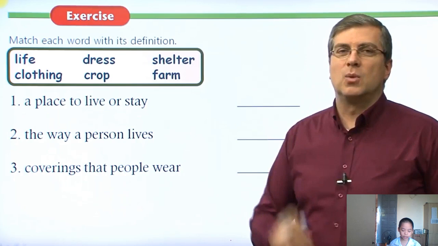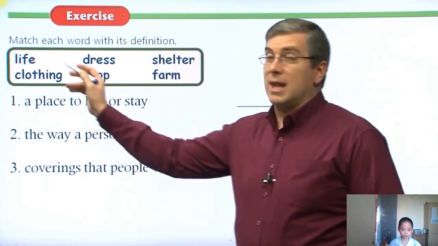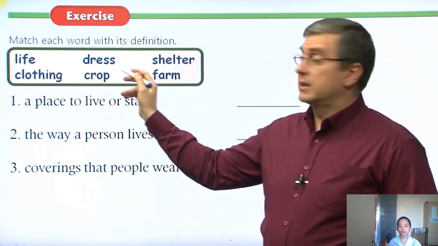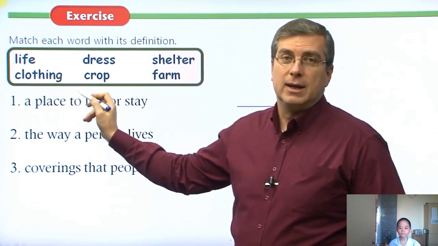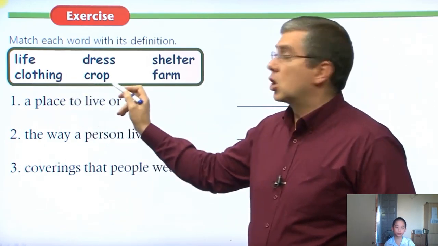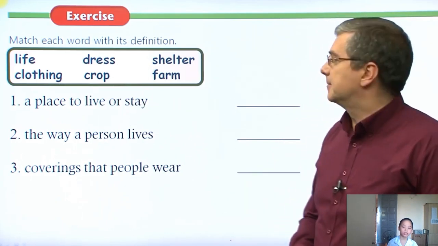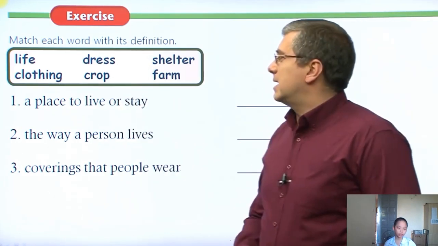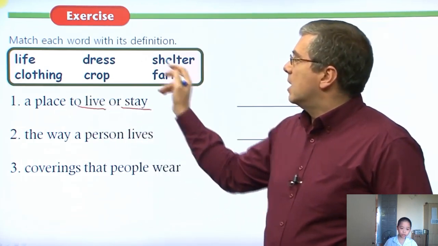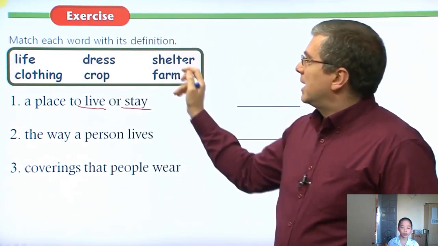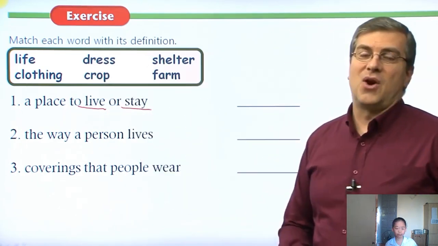Our next exercise, we need to match the word with its definition. Life, dress, shelter, clothing, crop, farm. Very easy words. So let's go to the next one. The first one: a place to live or stay. So we need to find a place. We have just two places, that is shelter and farm.